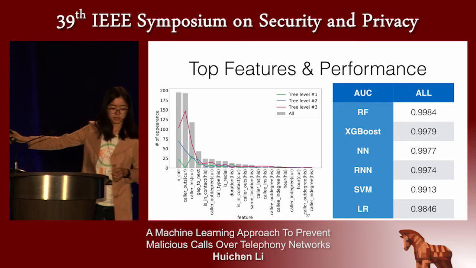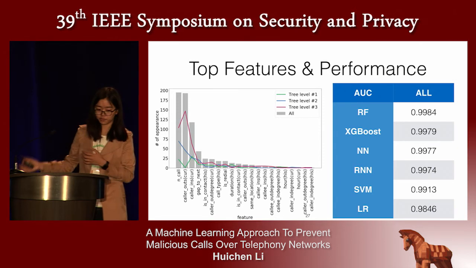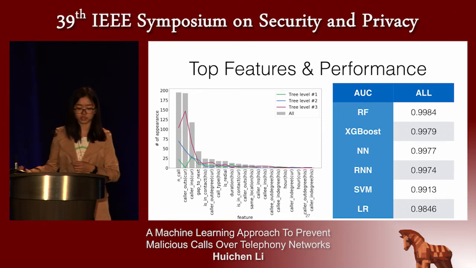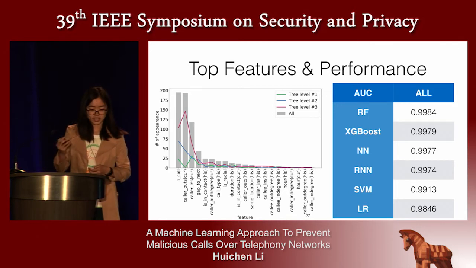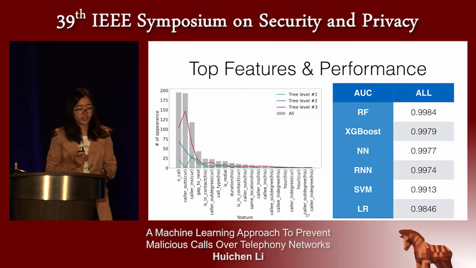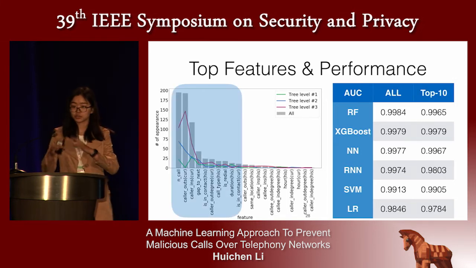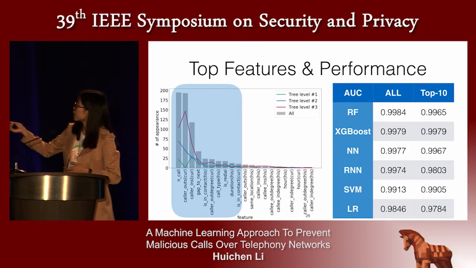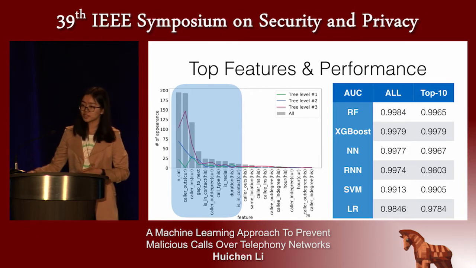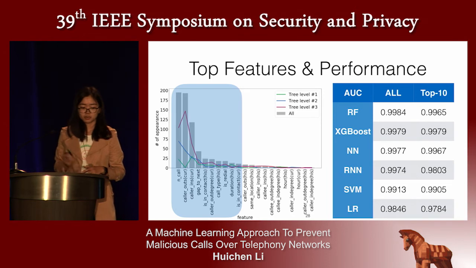These are some of the top used, the most frequently used features in the decision tree models. And on the right, it's the AUC scores. And if we just use the top 10 features, just use the 10 most frequently used features, the AUC scores are reported here, and you can see the AUC scores doesn't drop very much. It means the top 10 features are very indicative.